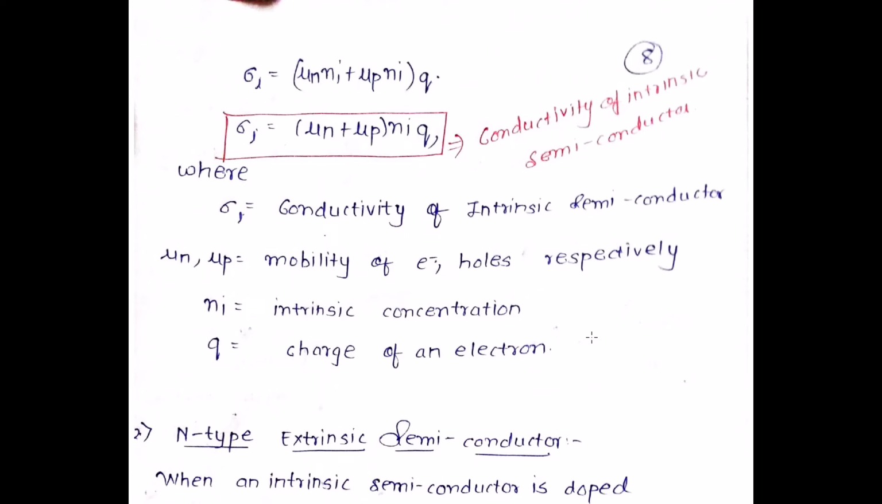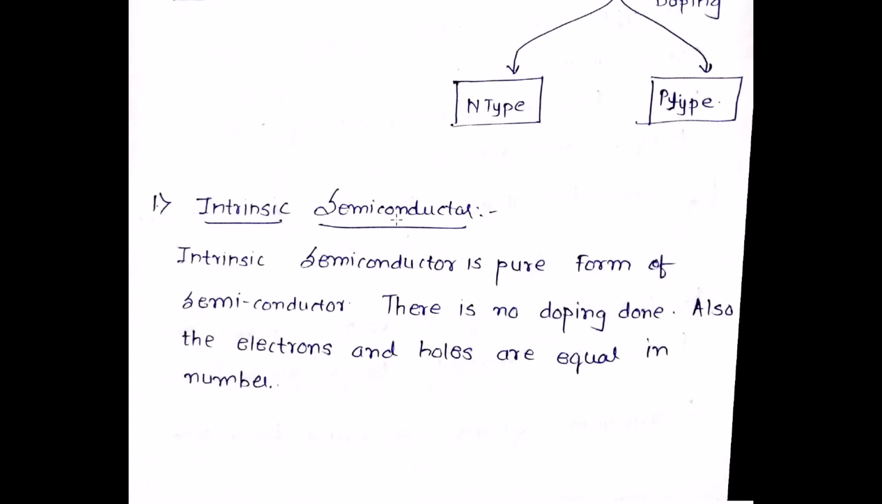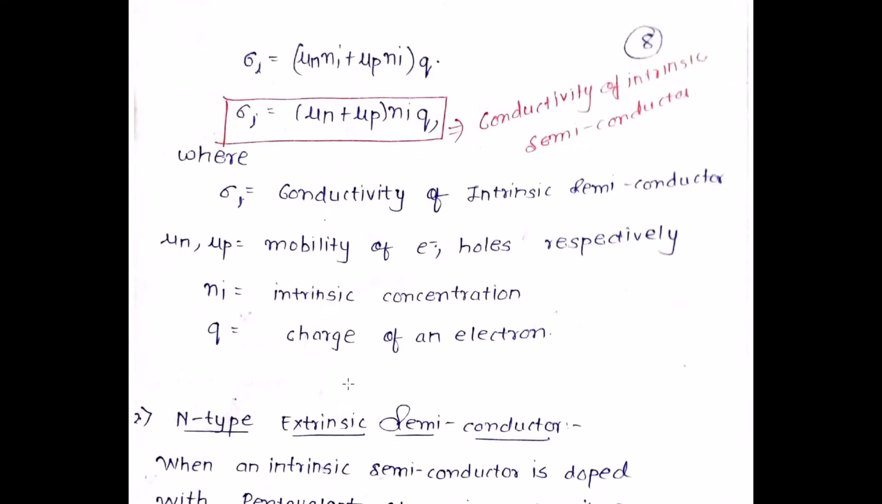Let us try to find out the conductivity equation. This sigma stands for conductivity, the conductivity equation for an intrinsic semiconductor. And what do you mean by intrinsic semiconductor? It means that the number of electrons and holes are equal, or you can say mainly there is no doping. It is very pure. So sigma_i for the intrinsic semiconductor is equal to (mu_n times n_i plus mu_p times n_i) times q. Now the n_i can be taken as common. Hence you have (mu_n plus mu_p) times n_i times q.